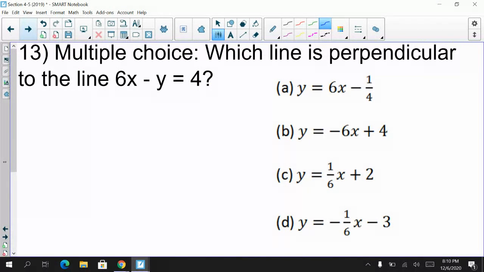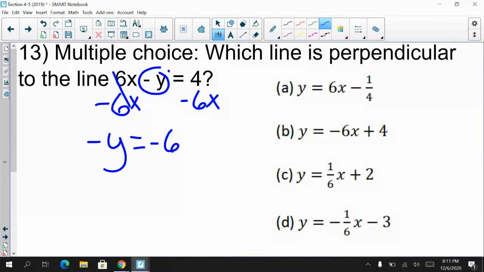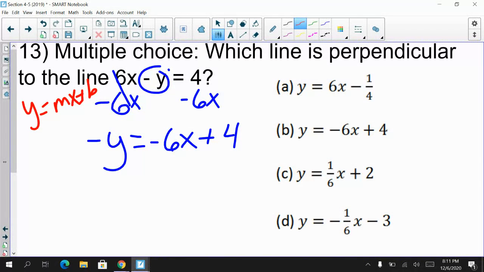Next one, same type of question. Now we're going to ask perpendicular. So same thing, I need to solve for y. Subtract 6x from both sides. Don't forget about this negative sign. So that's -y equals -6x plus 4. So remember, in y equals mx plus b, y has to be positive. So I have to get rid of this negative sign. So what I'm going to do is multiply everything by -1. And essentially, I'm just going to change all these signs. So I get y equals 6x minus 4, or plus a -4.